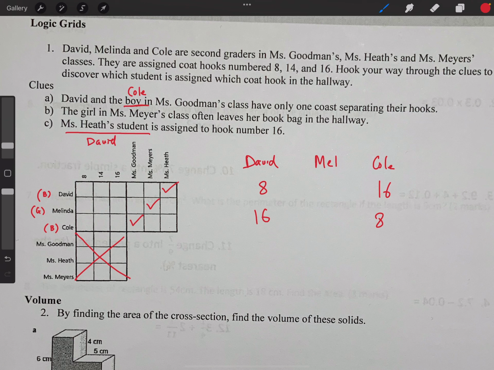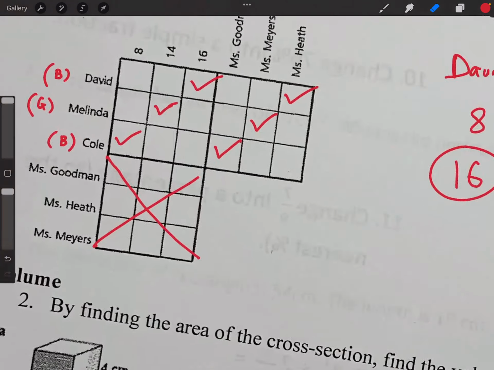So if David is 16, we tick David 16. That means Cole must be 8, and then Melinda must be 14. There you go, there is the answer.